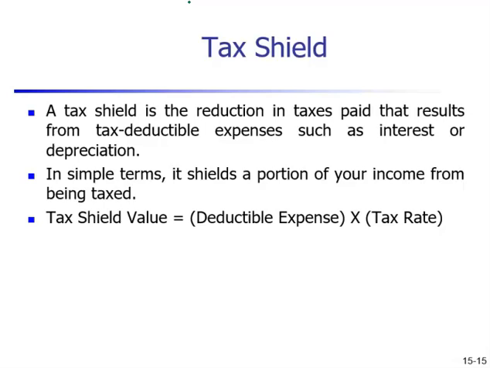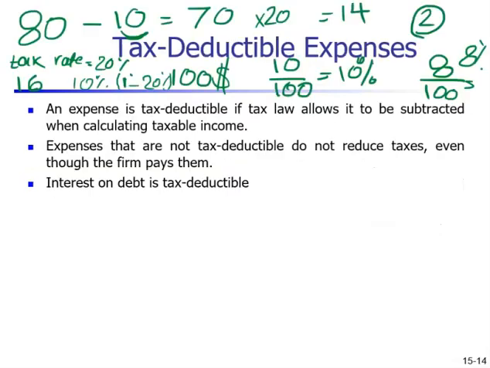And as you can see, the explanation here: a tax shield is the reduction in taxes paid. In the previous example that I showed you, the tax shield is $2. Without the tax deductible expenses applied, you paid $16. But after that, you paid $14. So the tax shield was $2.